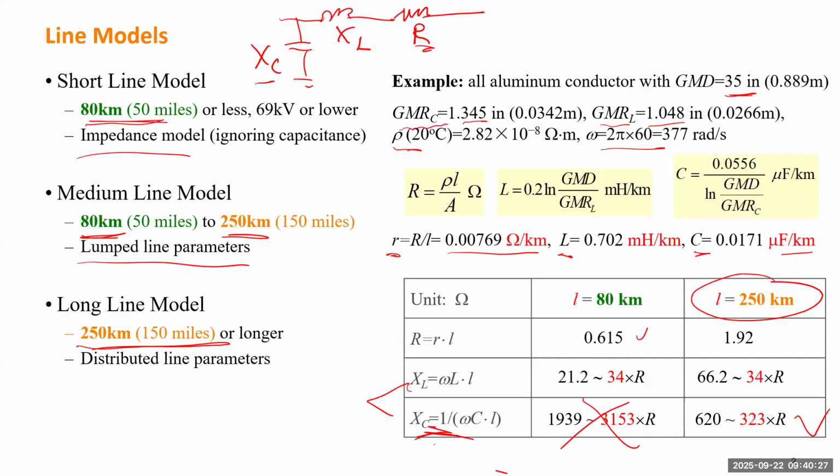So if the conductor has a very large size, a very large radius, a very large value of GMR, you can even reduce R. So that's why for high voltage lines, usually R can be ignored in some cases. So the conclusion is, when the line becomes very long, we need to consider maybe all of them.